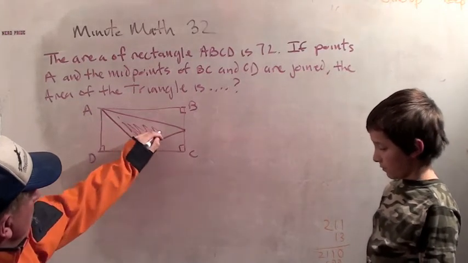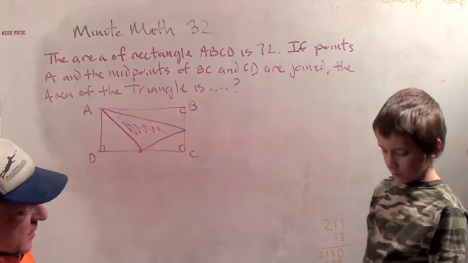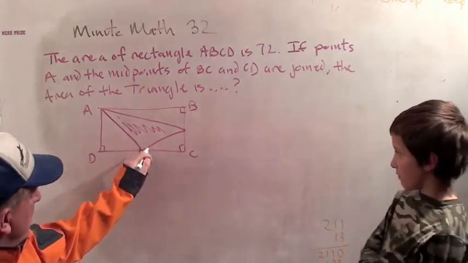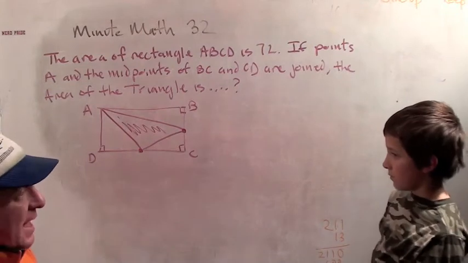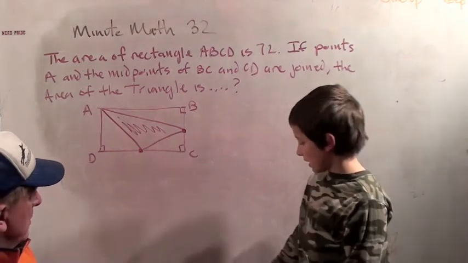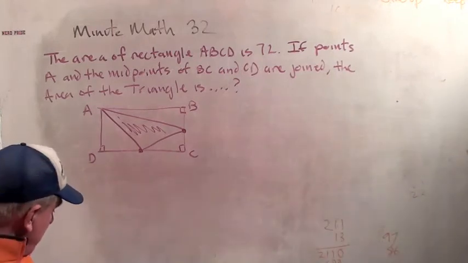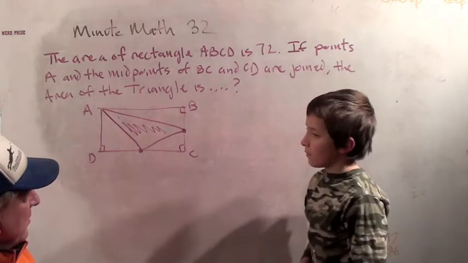And all we know is the rectangle has area what? The rectangle has area of 72. And we know these points here are the midpoints. So what does that tell us? It means that the points are exactly halfway in between. Okay, awesome. So how do you think we're going to solve this problem? What are some things we're going to have to think about?